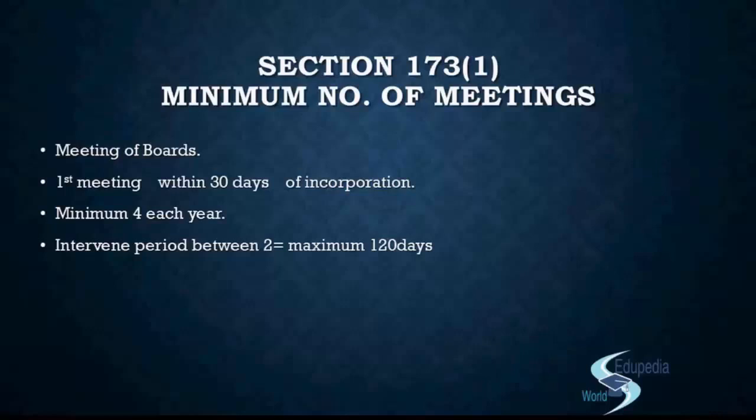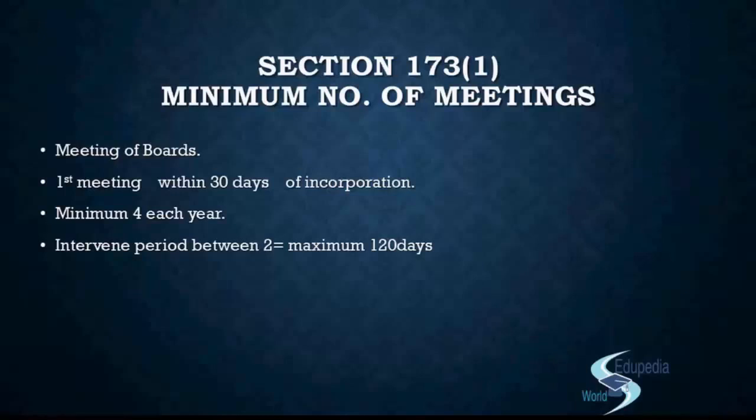Right? So if you are holding the second board meeting in February, the next board meeting should be held within the next 4 months. That is within March, April, May and June. And then suppose you have held the third board meeting in the month of June, then you have to hold another board meeting within the next 4 months, July, August, September and October. And then you have 2 more months left.